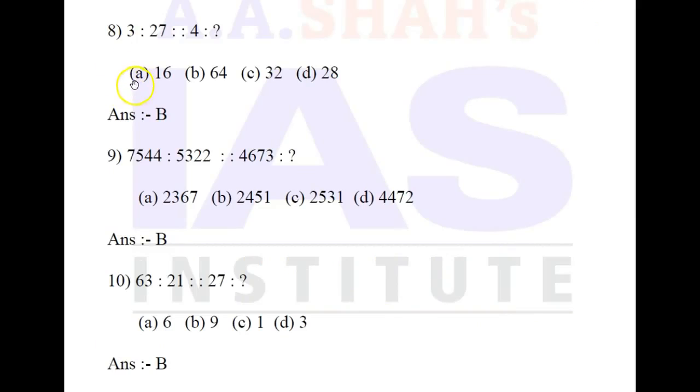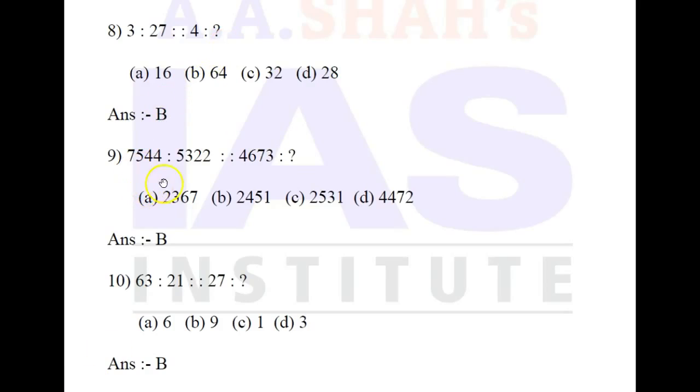Eighth question now. 3 is to 27 and then 4 is to what? So now the cube of 3 is 27. Similarly, the cube of 4, it has to be how much? It has to be 64. That's why B option 64 is your correct answer here.